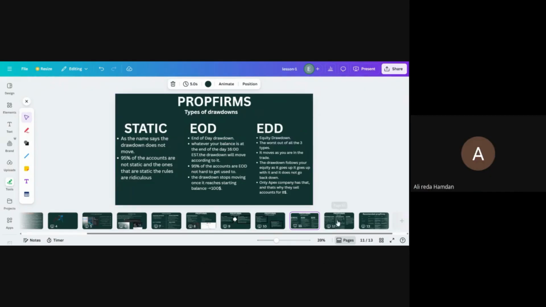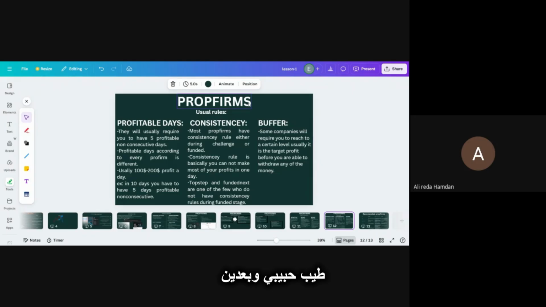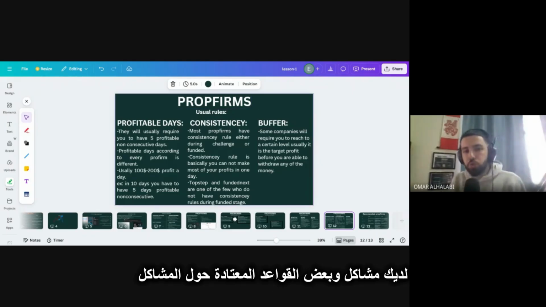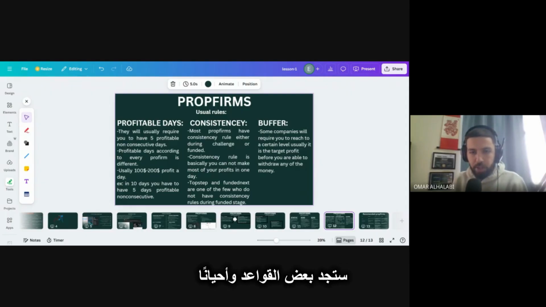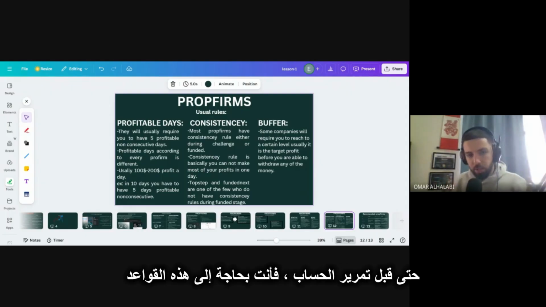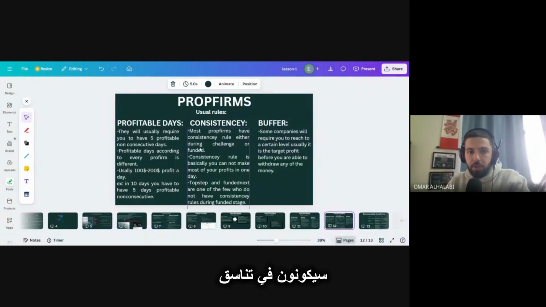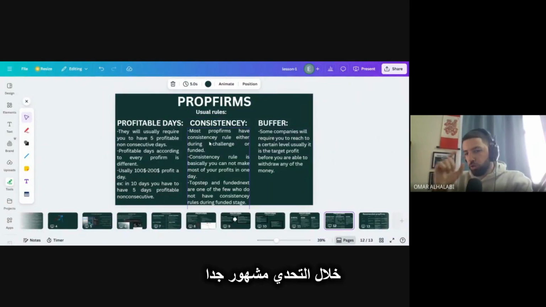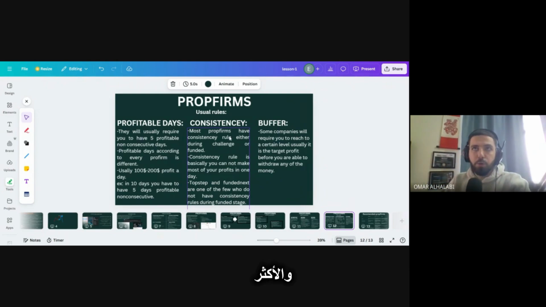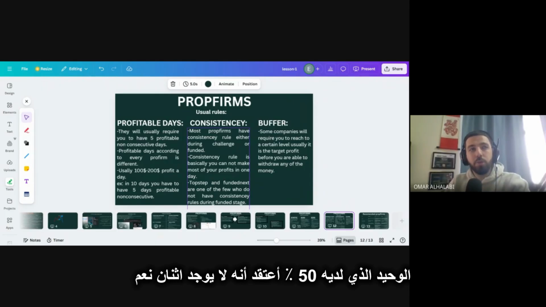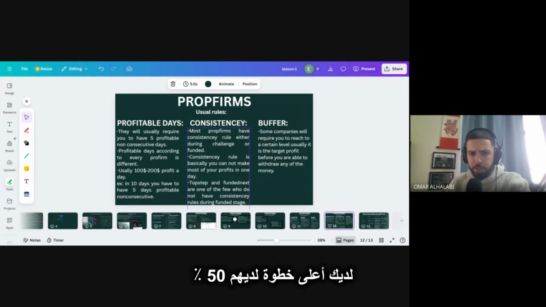Okay. All right. حبيبي. And then you have prop firms and some usual rules about prop firms. Okay. So when you pass the account, inshallah, you're gonna find some rules, and sometimes even before you pass the account, you need these rules. Most of them, they're going to be in consistency. Consistency during challenge is very famous. 50%, 40%, never more than 50%. And the only one that has 50%, I think, no, there's two. Yeah. You have Top Step, they have 50%.